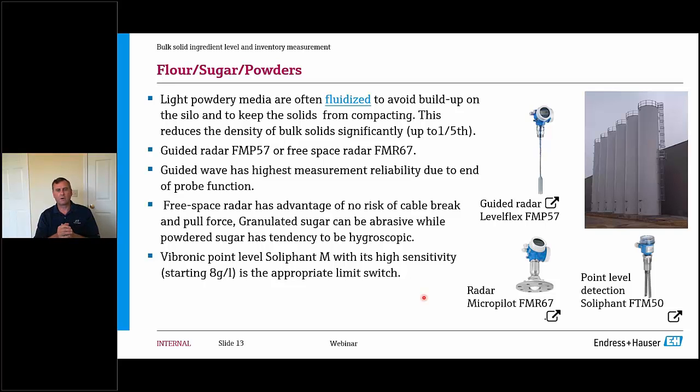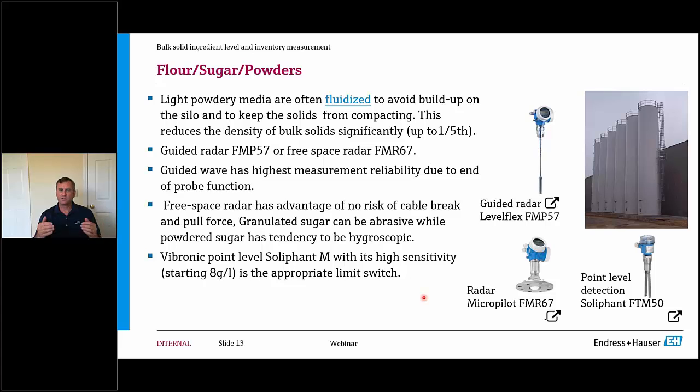If you go and use microwave free space radar, even though it's slight, there is a risk that under certain circumstances you lose the echo, and then the sensor may or may not know exactly where to pick it up again. Here with the guided wave radar, it always knows here's the bottom of the silo.